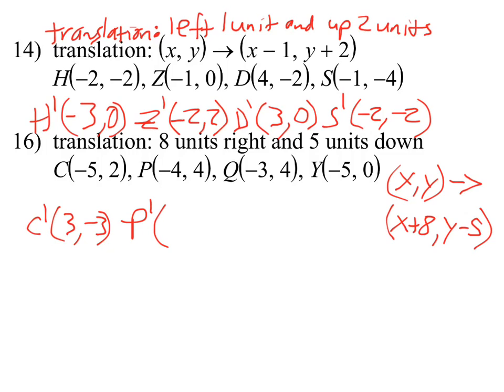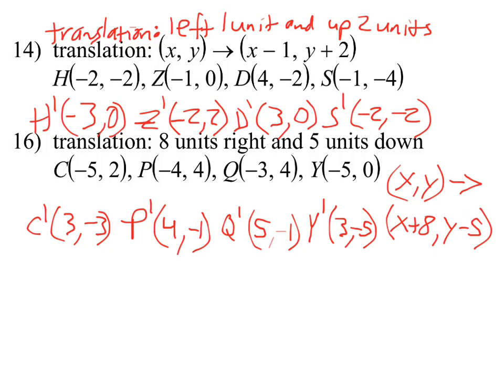P prime, you're going to add 8 to your x, so -4 plus 8 gives you 4. And then 4 minus 5 is going to give you -1 for your y value. Q prime, you're going to add 8 to your x value, -3 plus 8 gives you 5. And then 4 minus 5, the y minus 5, is going to give you -1. And then the last one, Y prime, take your x value, add 8, -5 plus 8 is 3, and then 0 minus 5 gives you -5, and that's it.